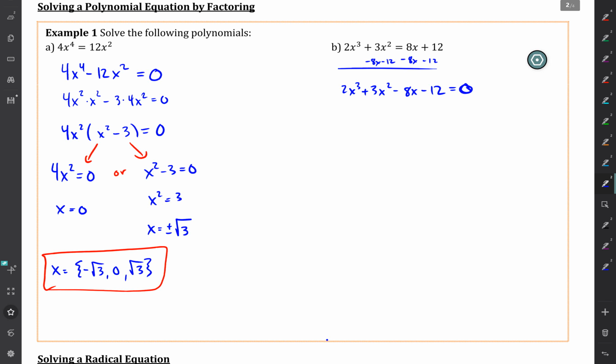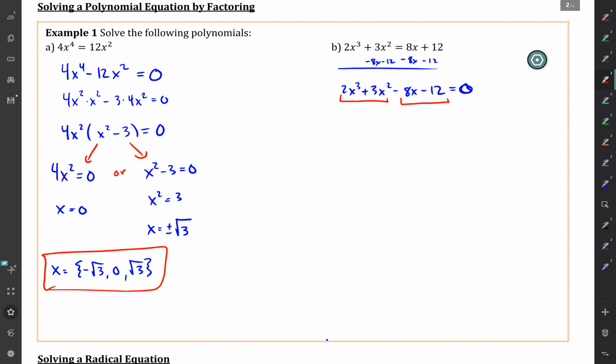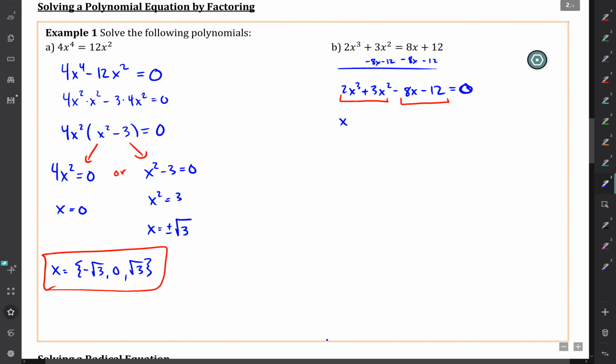What you need to do is look at these first two terms and these last two terms, and if you stare at them long enough, you'll see that 2x plus 3 is actually a factor of both. So in the first case, you can factor out x squared times 2x plus 3 minus, and the second term is 4 times 2x plus 3 equals 0.